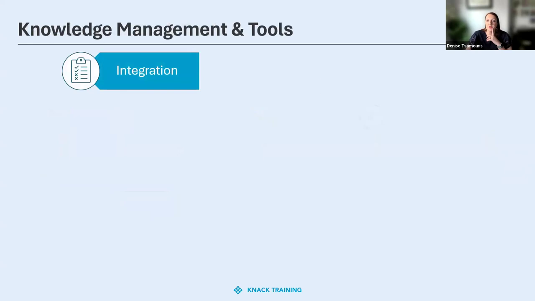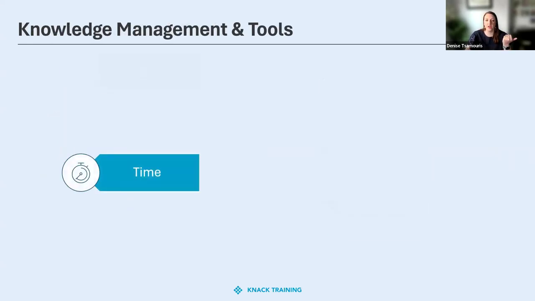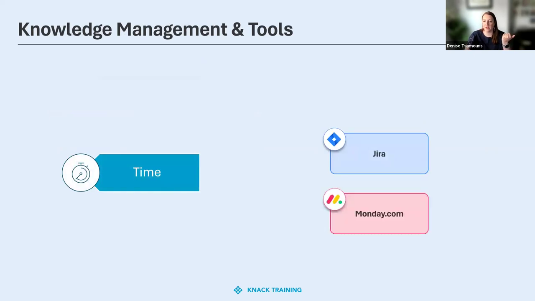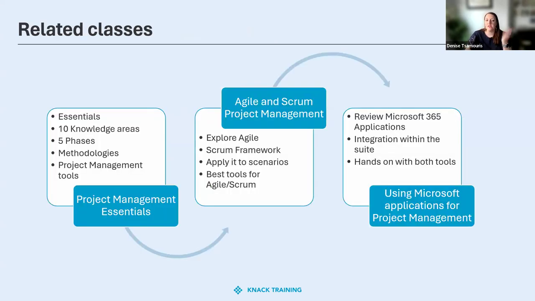For management tools of integration, Asana is great, Smartsheet, and Project. For looking at time, Jira and Monday are great at task management and keeping you on time. Microsoft Planner and Project are great for communication. And like I said, you could put both of those into a Microsoft Teams team or a channel. So this is kind of coming out of the Project Management Essentials class right here.